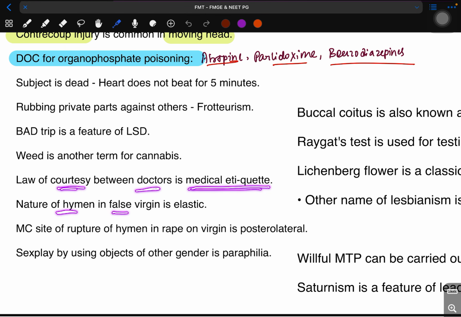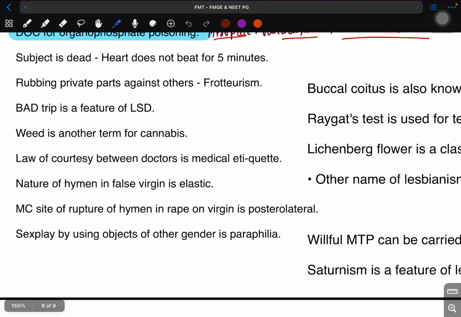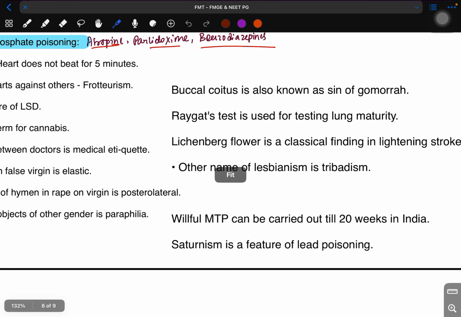Nature of hymen in false virgin is elastic. And how will you determine whether the girl is raped or not? By the rupture of the hymen position. So the most common site of rupture of hymen in rape on a virgin is posterolateral. Sex play by using objects of other gender is known as paraphilia. Also, we have studied this in psychiatry.